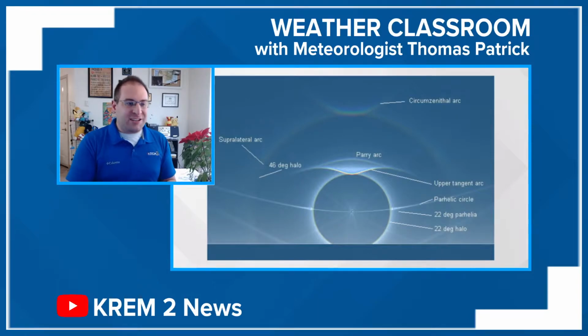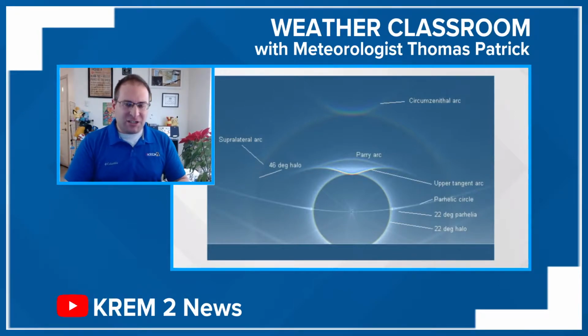There's this upper tangent arc and all these other cool features that we can see. In fact, if you ever look up pictures from, say, the South Pole Observatory, when they get the sunlight during their summertime, they can see a lot of these optics because those ice crystals are so numerous around the polar regions, especially the South Pole. And of course, we have a research observation there at the South Pole.